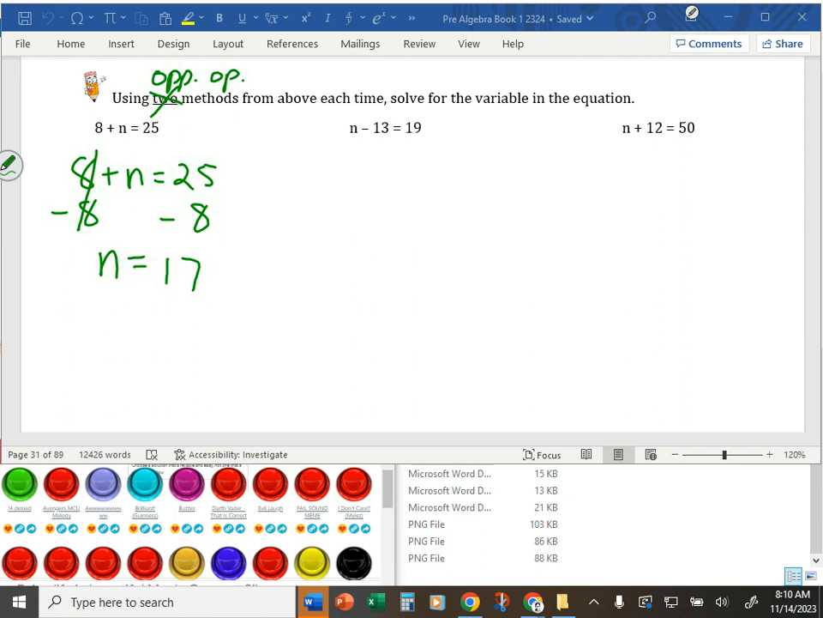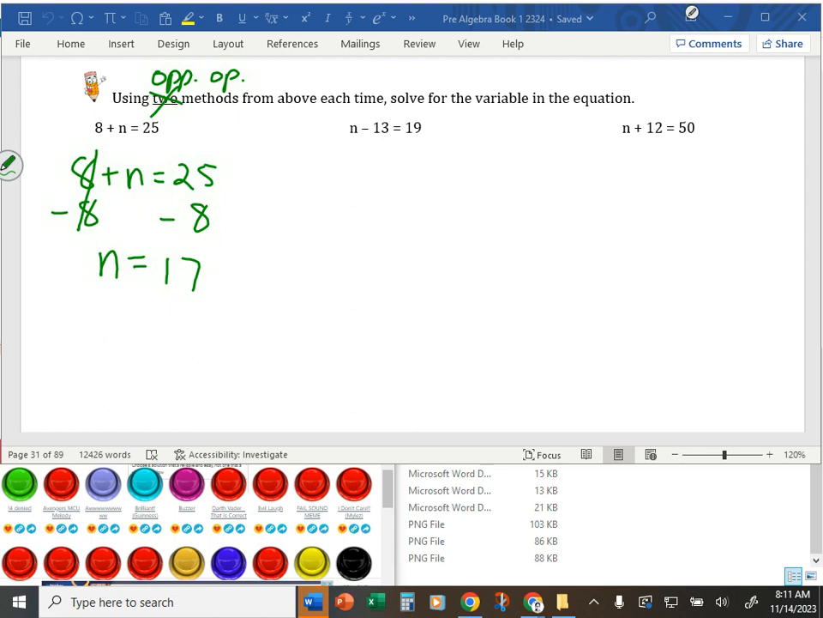Next one, n minus 13 equals 19. So we look at what's going on here. We have some number that we're taking 13 away from, and our answer is 19. Okay? So is n going to be greater than 19 or less than 19? Greater, right? Because we're starting with a larger number. When we subtract 13, we end up with 19. What's the play here? What's the opposite operation of subtracting 13?